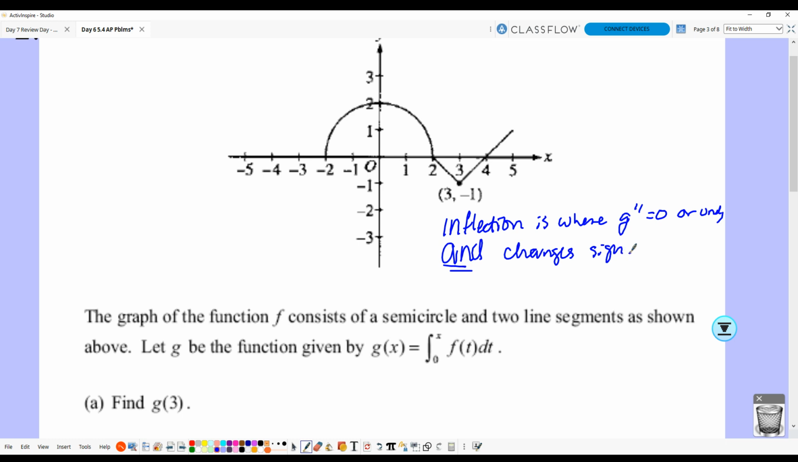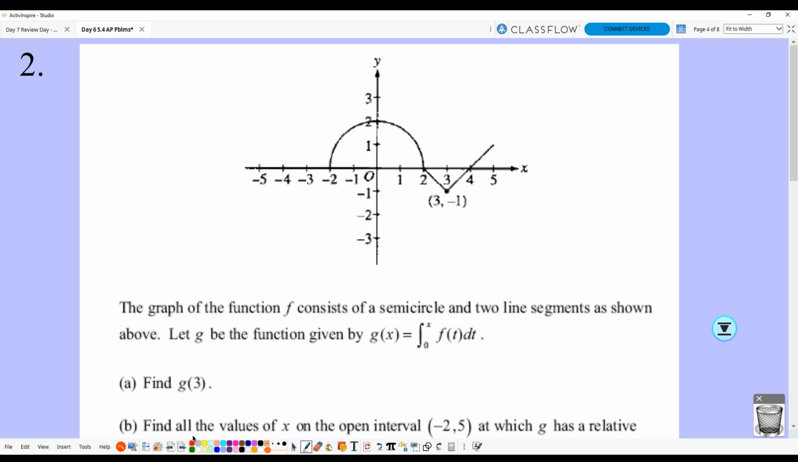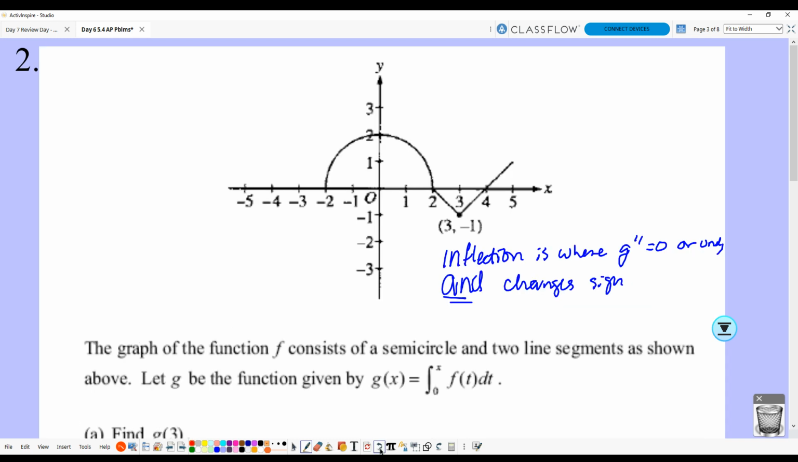So, Roisin, where would that be? Where do I have inflection points? So for the slope of f of x, it is equal to 0 at 0 and 3.